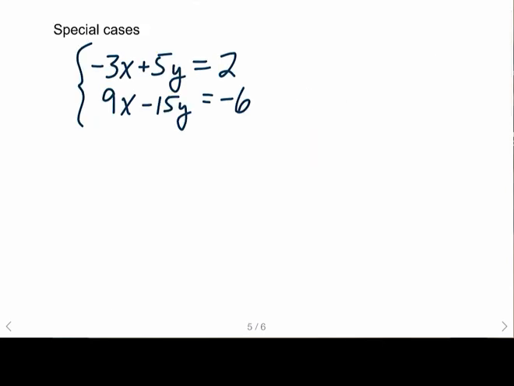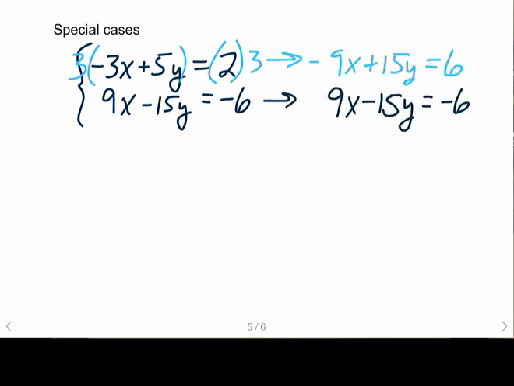Next, we're going to look at a couple of special cases. We have a system negative 3x plus 5y equals 2, and then 9x minus 15y equals negative 6. Because nothing looks like it's easy to solve for, that is, it doesn't look like there's a variable that wants to be isolated, I'm going to go ahead and multiply the first equation by 3 so that when I add, I can eliminate a variable. That turns the first equation into negative 9x plus 15y equals 6. That second equation was 9x minus 15y equals negative 6. It was undoctored, we didn't have to change it.